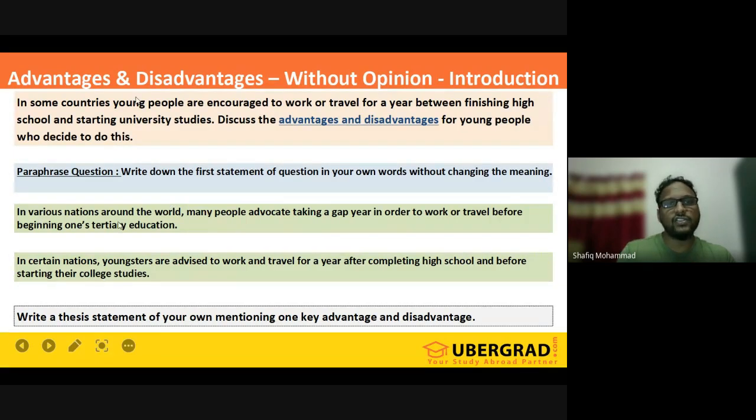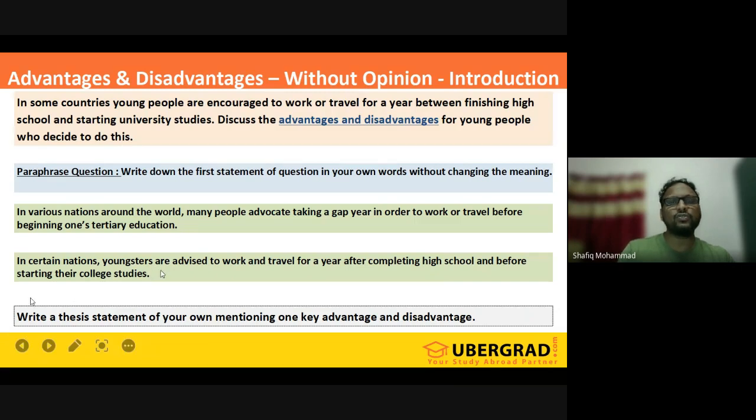The original says, "In various nations around the world, many people advocate taking a gap in order to work or travel before beginning one's tertiary education." Then the same thing is conveyed in a different way: "In certain nations, youngsters are advised to work." So "advised" replaces "encouraged". It's a very simple form of conversion. "Youngsters are advised to work and travel for a year after completing high school and before starting their college study." So it's very simple.